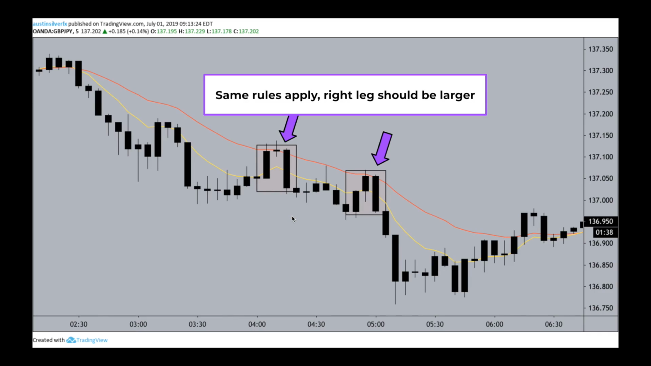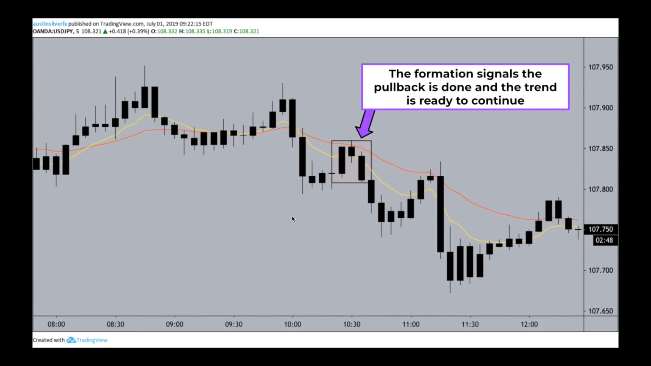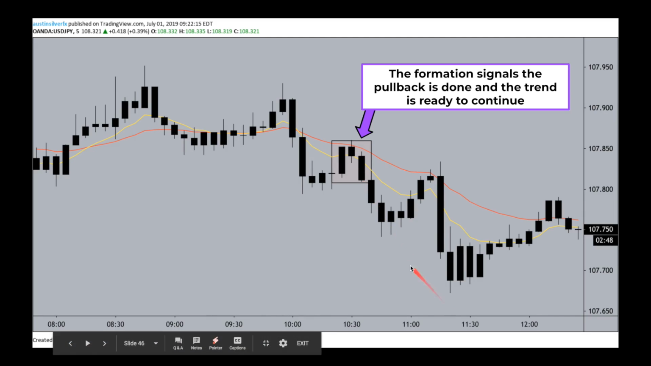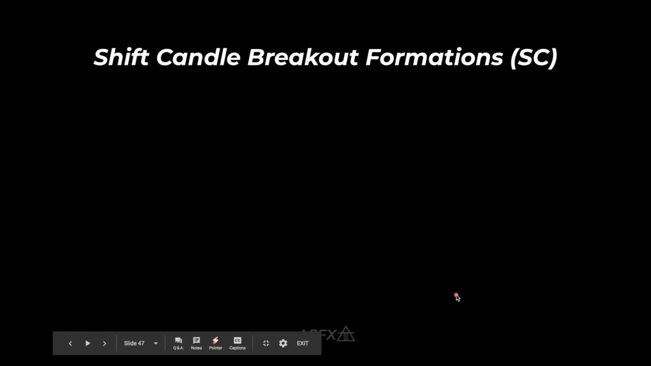in the overall trend. And that goes back to me saying why I didn't want us to be contrarian, why I didn't want us to try to call the bottoms or try to call the tops. Just ride the trend. Like I said, the formation signals that a pullback is done and that trend is ready to continue. You can see we shifted down here, pulled back to that 21 EMA, and when that right leg closed lower, it ended up moving us lower, as you can see, all the way into the afternoon.